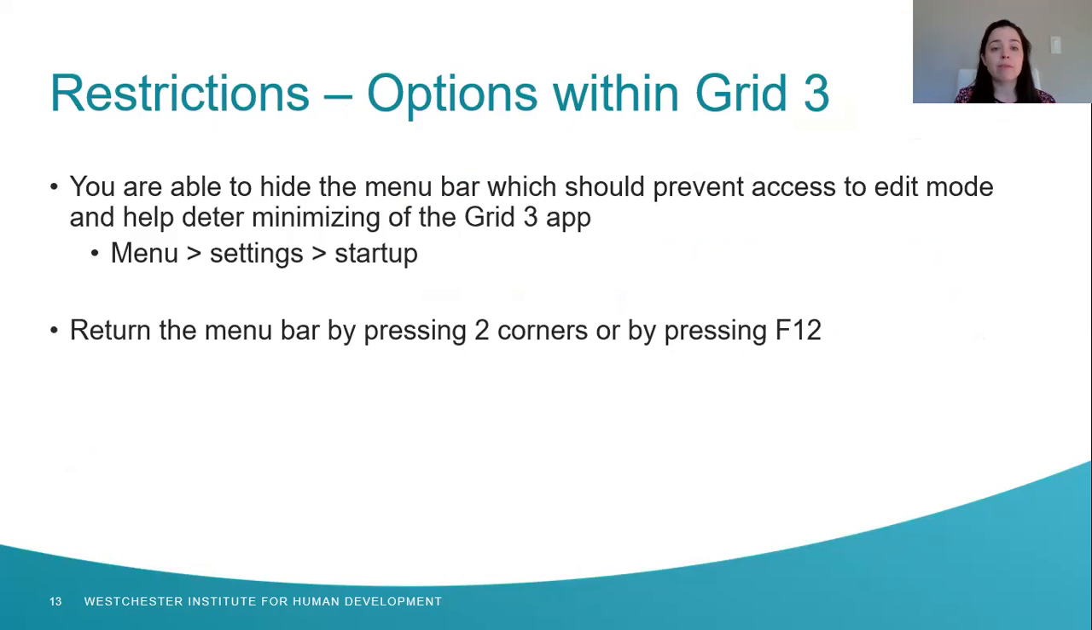I know a lot of people have users that might go in and edit or change around the grid when you don't want them to. On Grid 3, there are options to hide the menu bar, which should prevent access to edit mode and help deter minimizing the grid app if you don't want them getting into the other features. That's just by going to menu, then settings, then startup. You can return to the menu bar by pressing the 2 corners or by pressing F12.